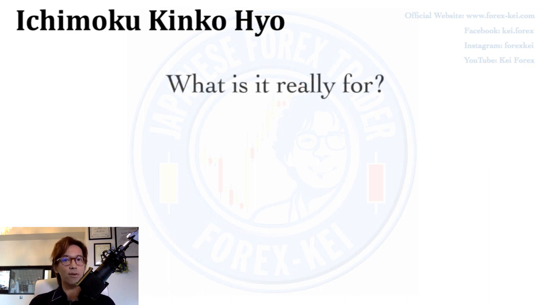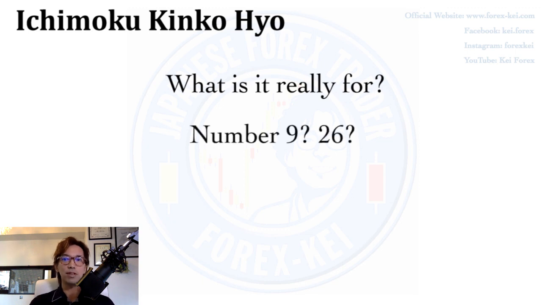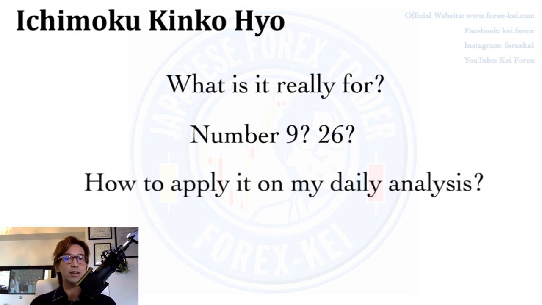Hi, it's Kei. From this video, I'll start talking about the components of Ichimoku Kinko Hyo, but not only that, I will focus on some of the things that are not likely touched on other websites or videos, like what is it really for? Why the numbers like 9 or 26 are used for its setup, the significance of those numbers, and most importantly, how to apply it in your daily chart analysis to make profits from trading.